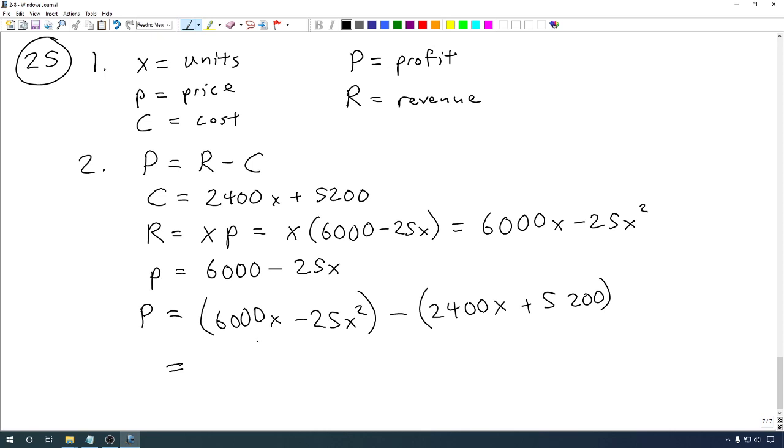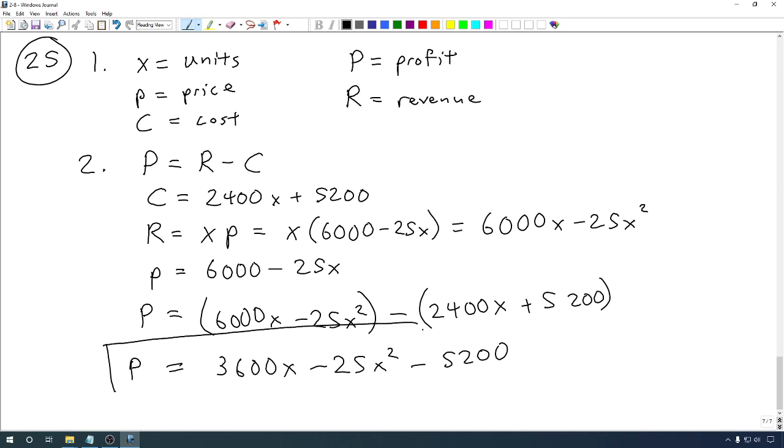So I have a 6000x, but I also have a minus 2400x. If we go ahead and combine those, we get 3600x. We still have the minus 25x squared. There's no other terms to combine that with. And then here's our constant term. We need to remember that negative. So finally, that should be here.